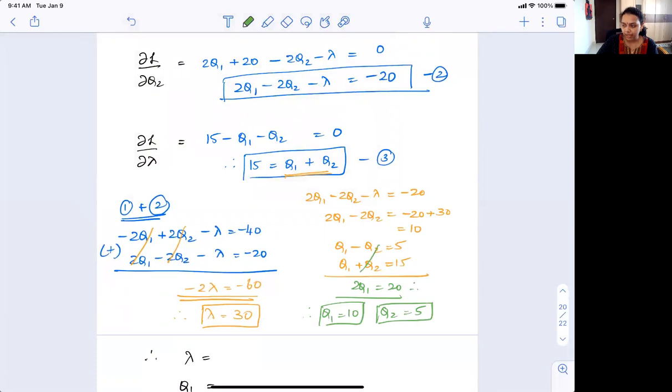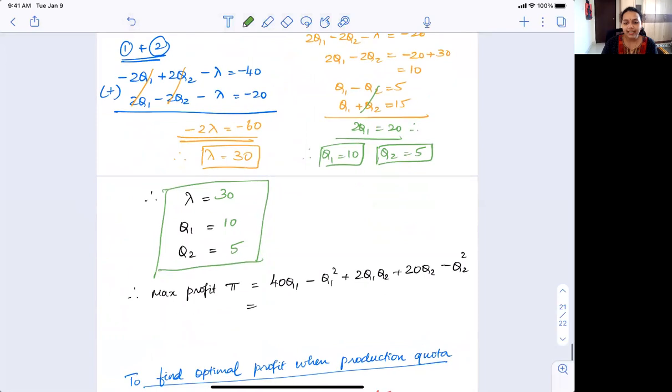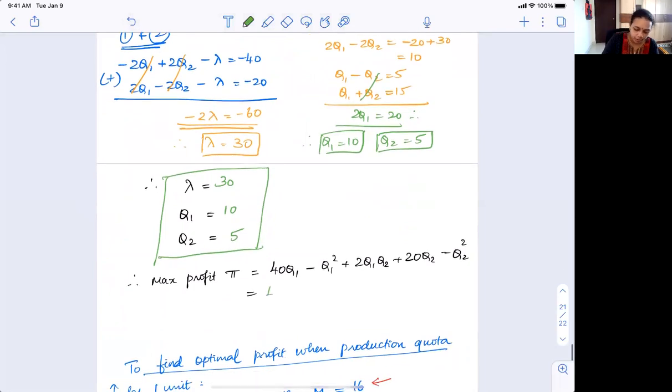So you're going to end up having the following as your solution: lambda is 30, Q1 is 10, and Q2 is just 5. So these are the optimal solutions. And if you want to find the maximum profit, all that you have to do is plug in these values and compute the solution.